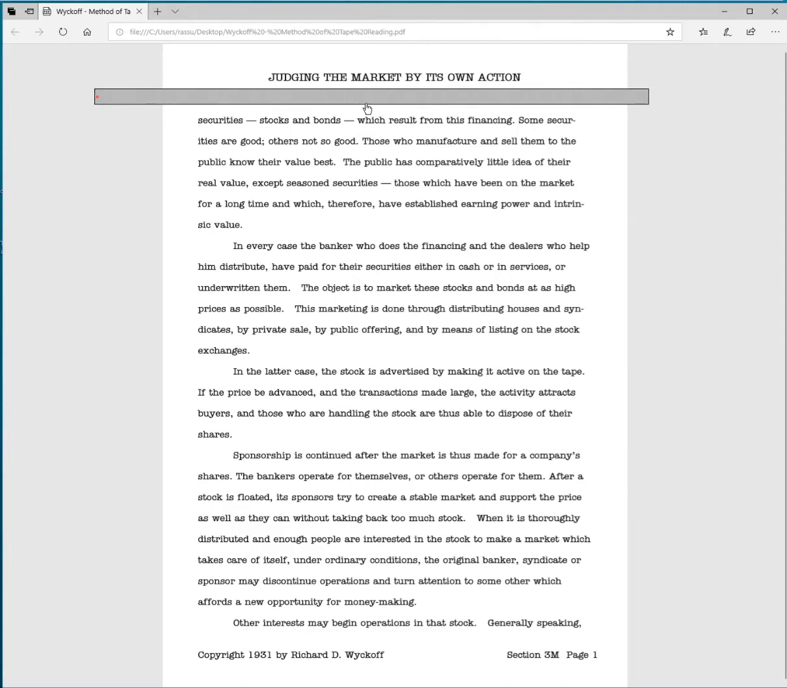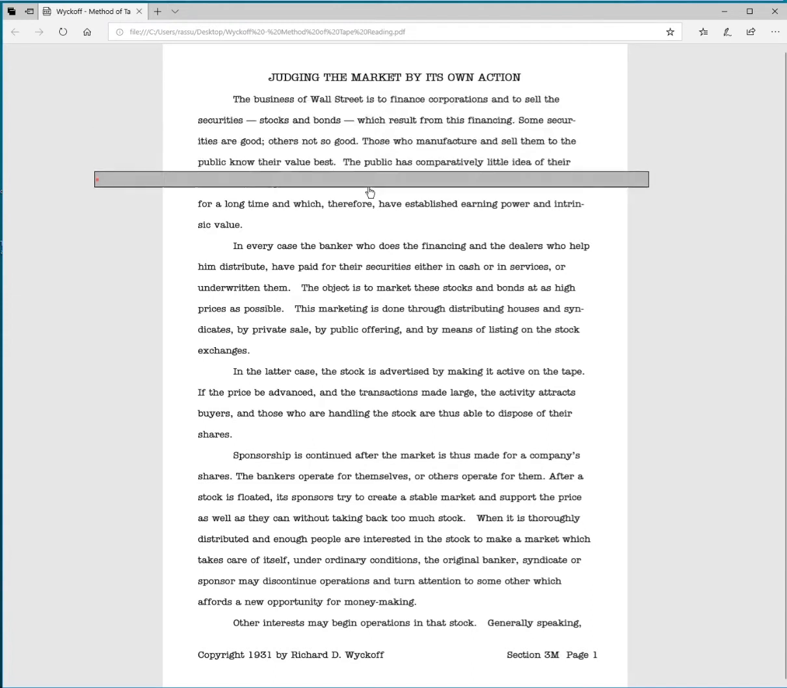Alright, so this is section 3M of the swing trading course. And again, this is the old course. I'm not using the new course. That's all you need. Alright, so judging the market by its own action.